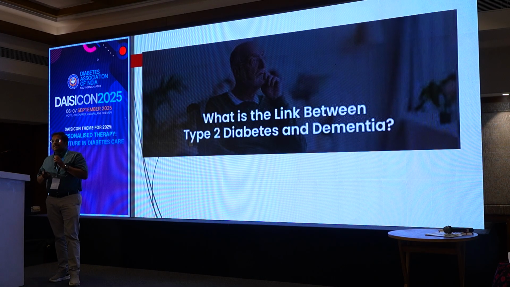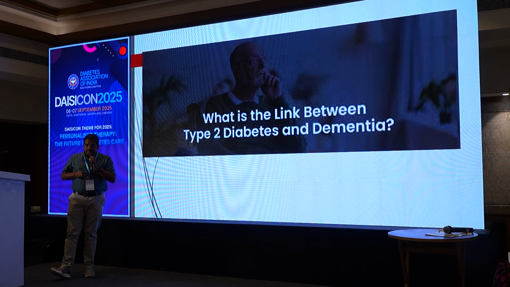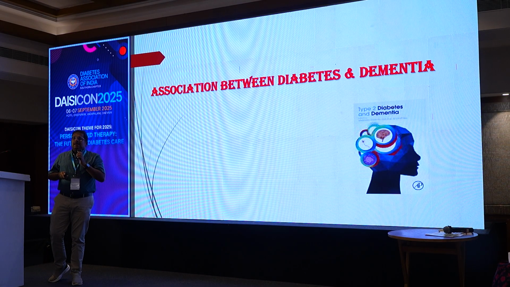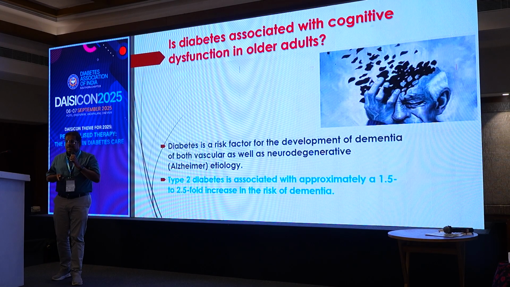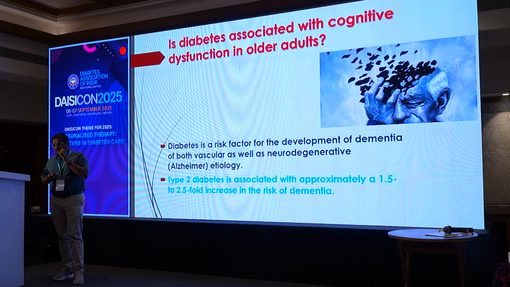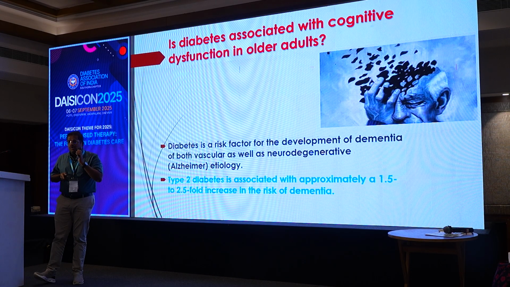Coming to the question: what is the link between type 2 diabetes and dementia? Is there any association between diabetes and dementia? Definitely, yes. Diabetes itself is a risk factor for the development of dementia, both vascular dementia as well as the neurodegenerative diseases.